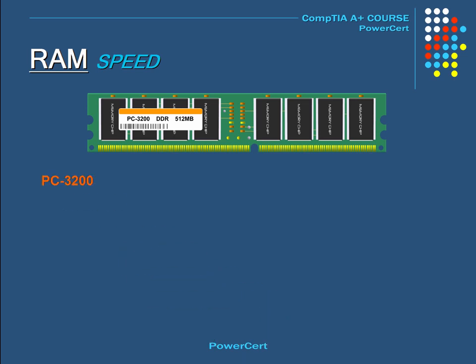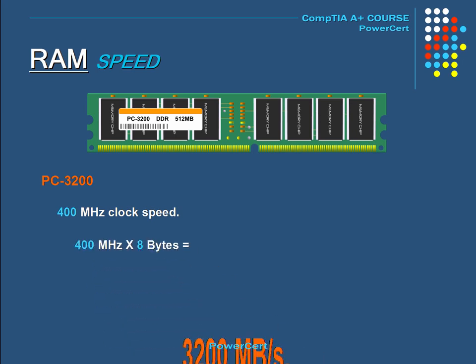Another example is PC3200. PC3200 has a clock speed of 400 MHz. So 400 times 8 equals 3200, which is where we get the name PC3200.